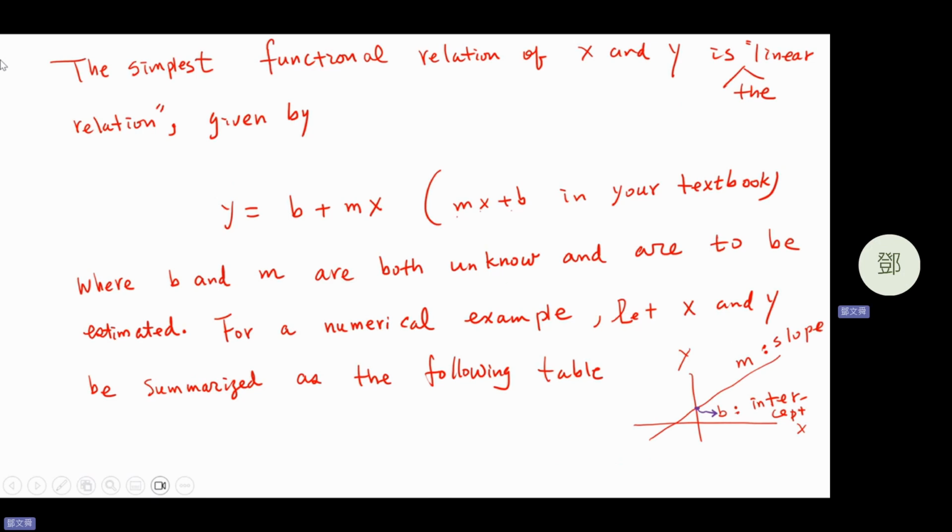Okay. The simplest functional relationship between X and Y is the linear relation given by Y equals B plus MX, where B and M are both unknown and are to be estimated based on the scatter plot. For a numerical example, let X and Y be summarized in the following table. B is the intercept, and M is the slope.